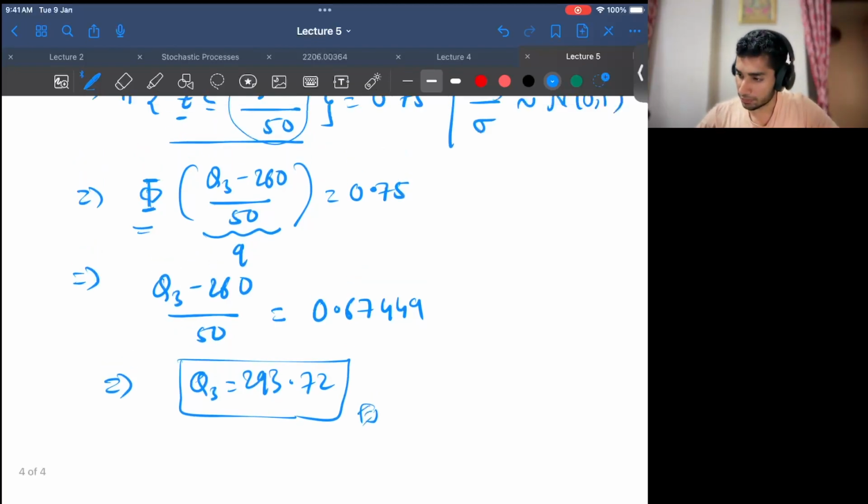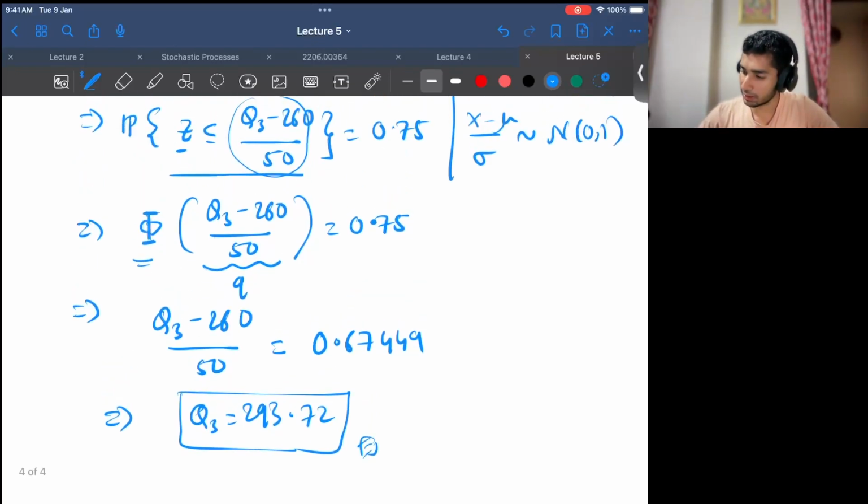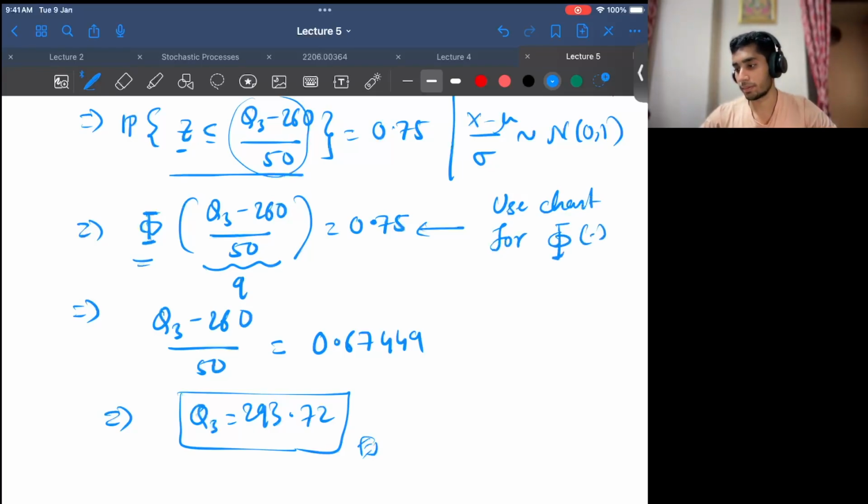So what I will maybe just mention is: use the chart for phi to get this. And then it's simple.